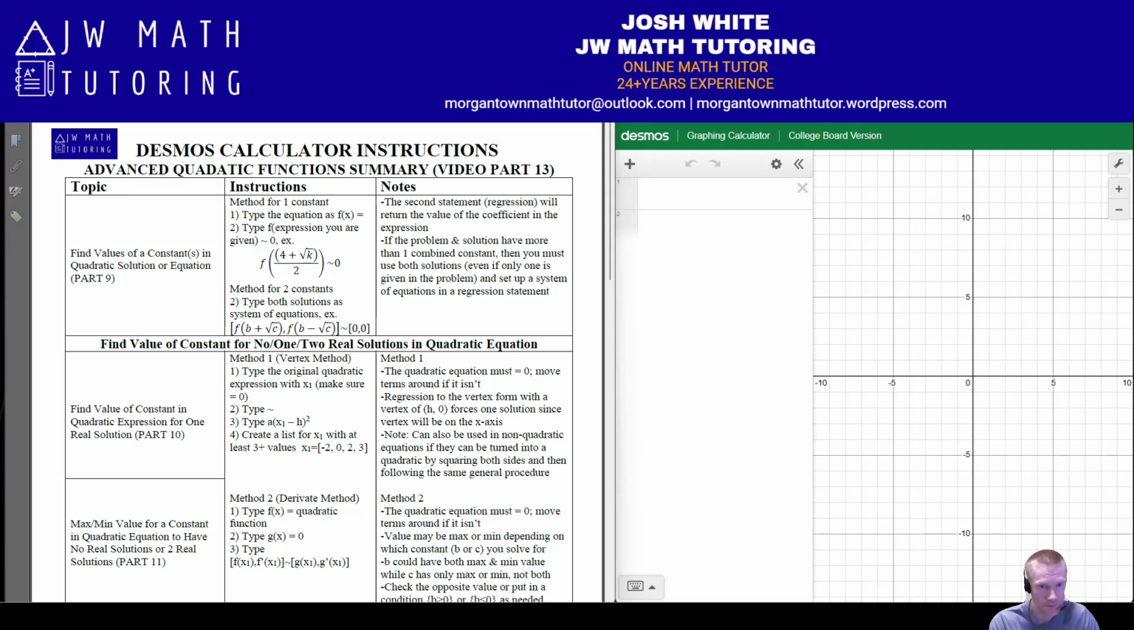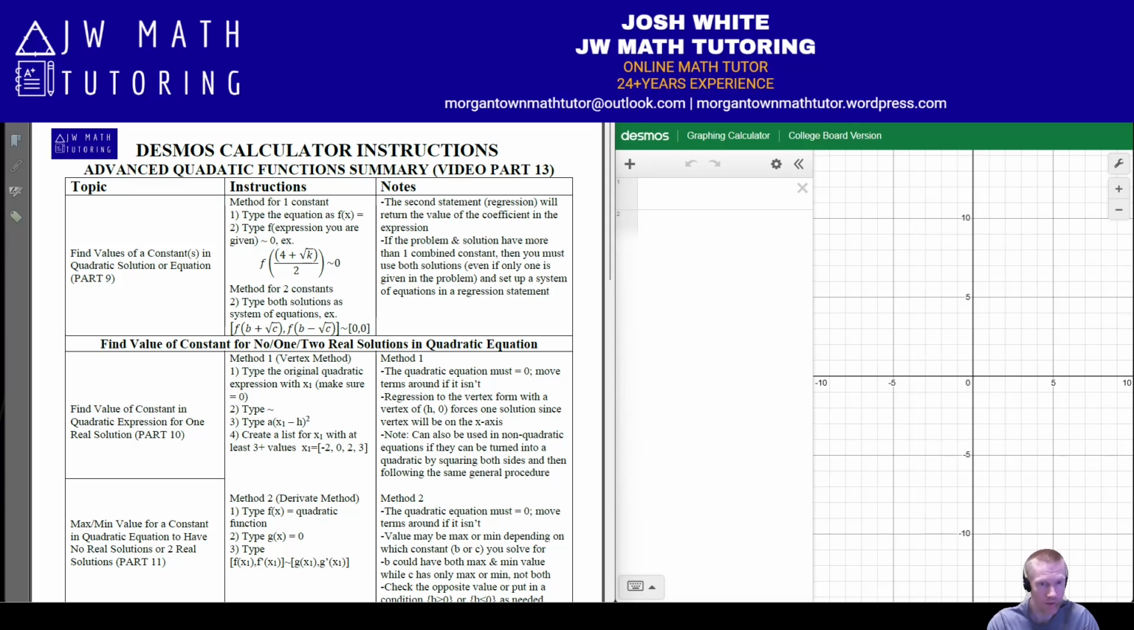There are some example problems I'm going to go through, but again, I'm going to go through them fairly quickly because I have other examples, like I said, in the various parts of the guide. All right, so first type, it's finding the value of a constant in a quadratic solution or equation.